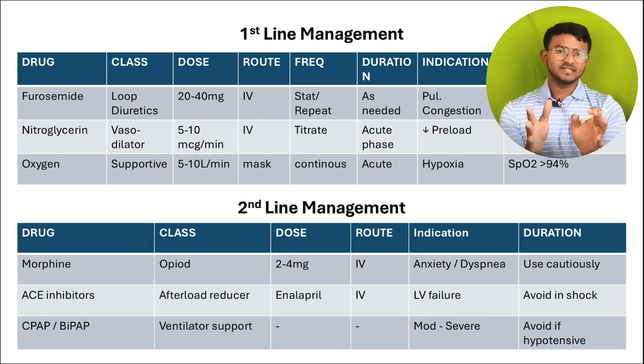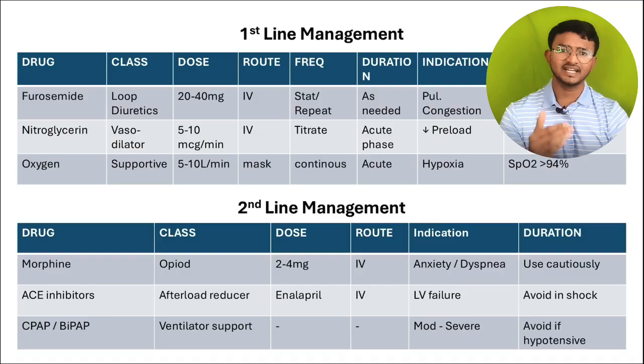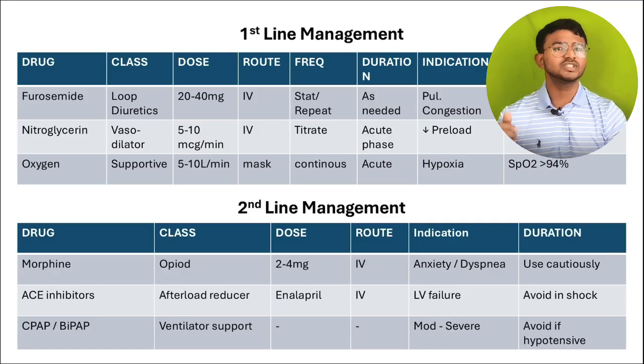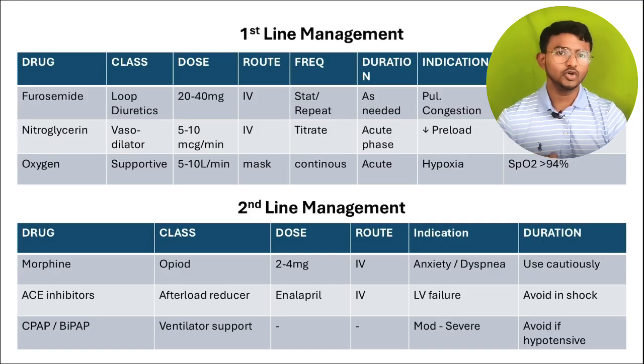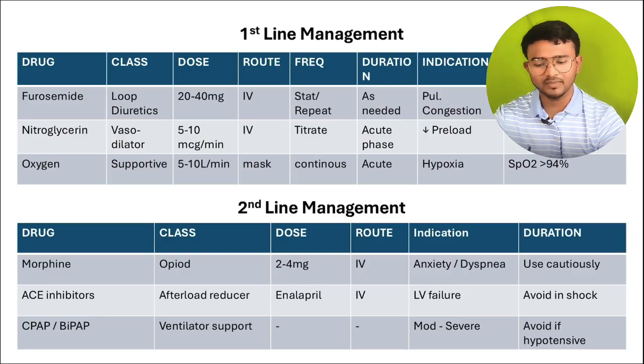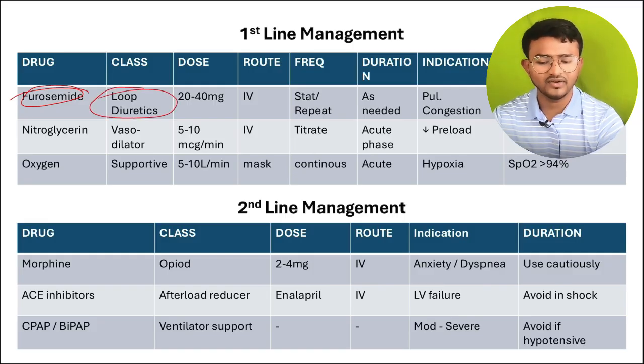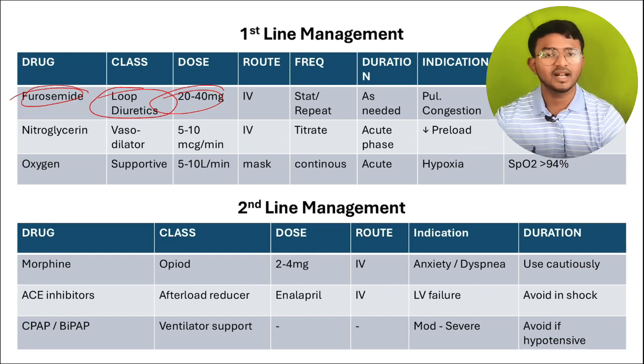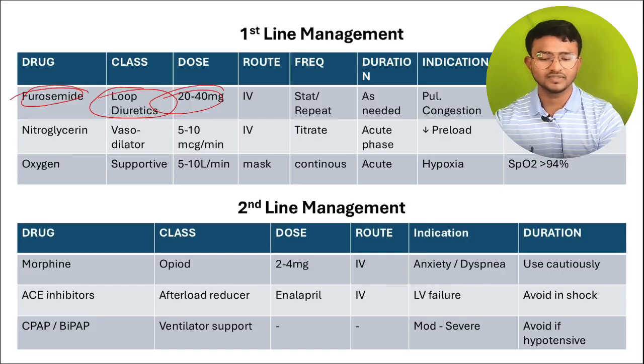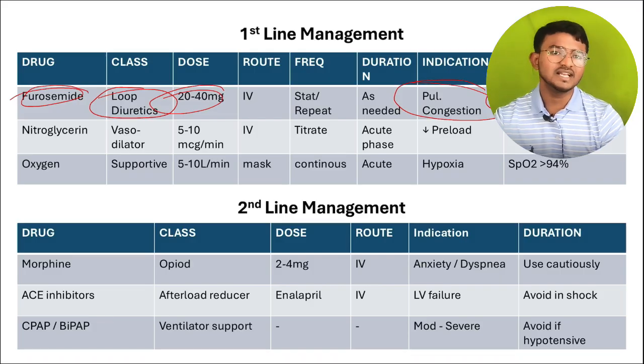So in pharmacological management, we have first line management and second line management. In first line management, the first important drug is furosemide, a loop diuretic, for draining the fluid from the lungs. I already told about loop diuretics. The dosage is 20 to 40 milligram intravenously. Here in GPHC we are using a stat dose of 60 milligram, then slowly based on patient condition we will reduce. We use it for pulmonary congestion, and we must always check the blood pressure, and furosemide can cause hypokalemia, so we have to check electrolytes also.